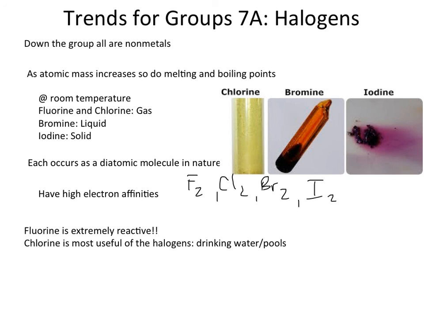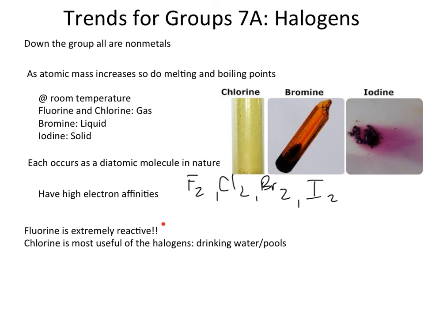They have very high electron affinities, meaning they desperately want to pick up that electron so that they can be like their nearest noble gas. So they're generally fairly reactive. Fluorine is the most reactive of the bunch. In fact, it's so reactive that special equipment, special containers, have to be used to store the gas. Chlorine is the most useful of the halogens.